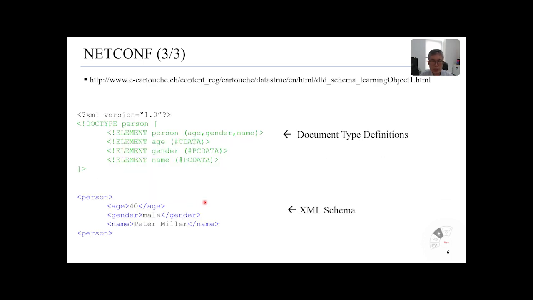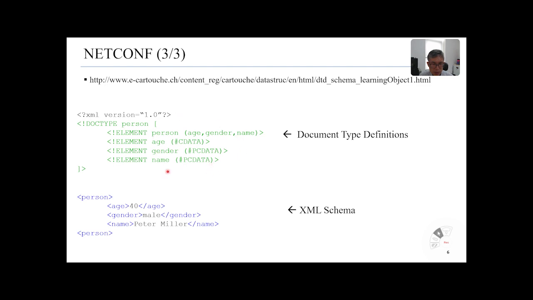So we can see the DTD and XML schema here. We can define the person. The person consists of age, gender, and name. For age, gender, and name, we can define the type. Age is PCDATA, gender is PCDATA, name is PCDATA. So we can define a structure like a record in C or Pascal programming language. Document type definitions are used to define a new structure of data.